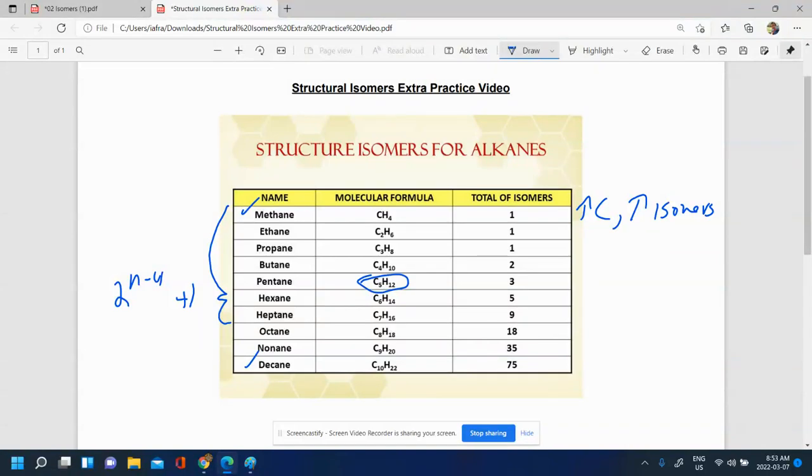So for example, let's say you have 5 carbons. Well, in that situation, we do 2 to the power of 5 minus 4, plus 1, which is 2 to the power of 1 plus 1, we get 3. So we should have 3 structural isomers total. If the value that you get here is a negative value, you basically just omit that and you just do the plus 1.